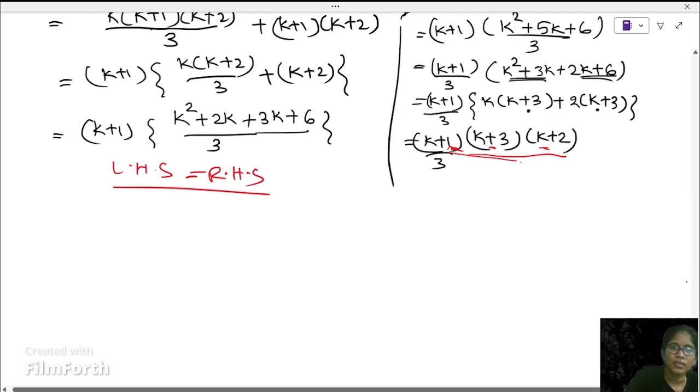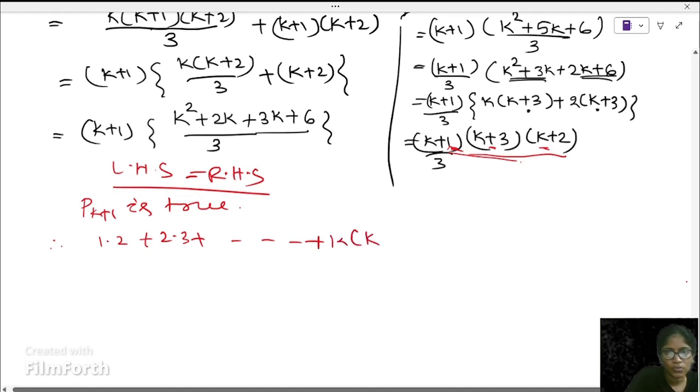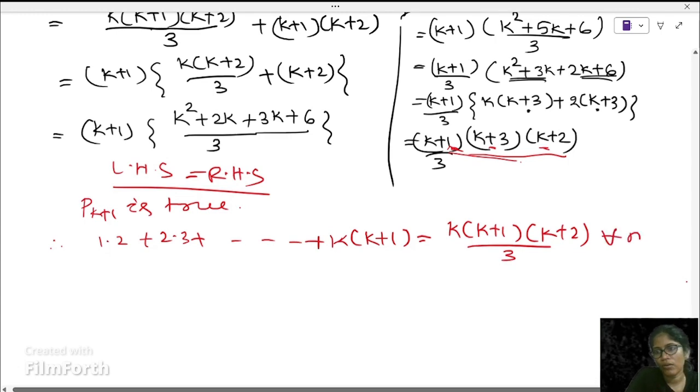So P(k plus 1) is true. Hence 1 into 2 plus 2 into 3 plus up to n into n plus 1 is equal to n into n plus 1 into n plus 2 by 3 for all n greater than or equal to 1.